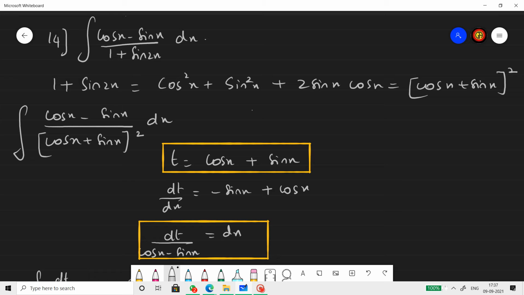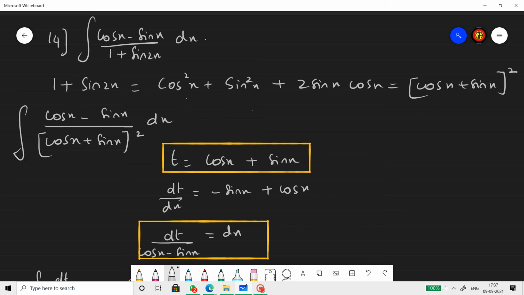14th question. Integration of cos x minus sin x by 1 plus sin 2x. There is no direct integration for these kinds of questions. We need to simplify this to a certain extent, only then can we start integrating. So I have chosen the denominator first and written 1 as cos square x plus sin square x. We know that cos square theta plus sin square theta is 1. So instead of 1, write cos square x plus sin square x. Sin 2x is expanded as 2 sin x cos x.